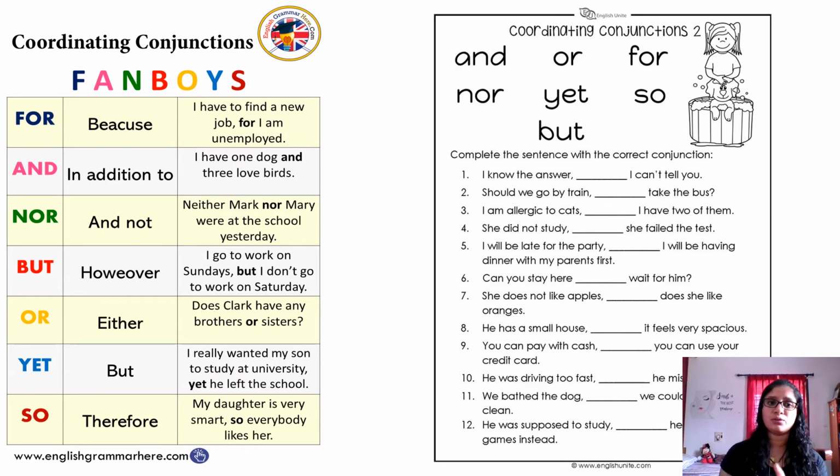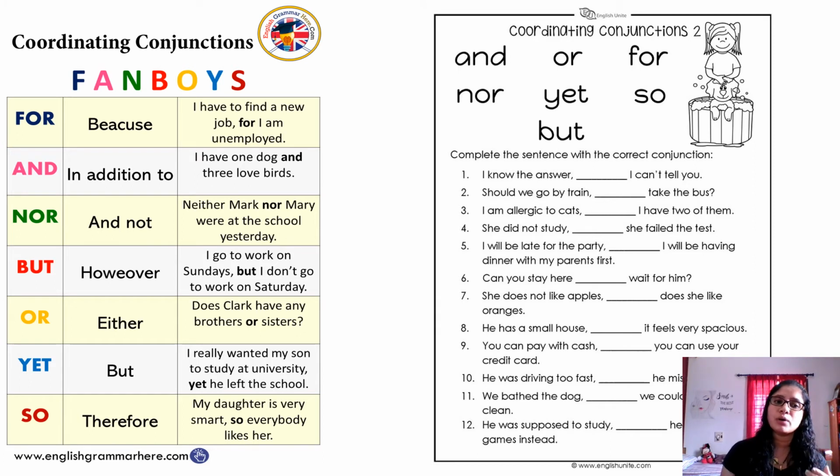Or is either. You give a choice there. Does Clark have any brothers or sisters? Okay, that's a choice. Yet, the meaning for the word yet is but. We can use it like we use but also, right? I really wanted my son to study at university, yet he left the school. Okay, and so stands for therefore. My daughter is very smart, so everybody likes her.